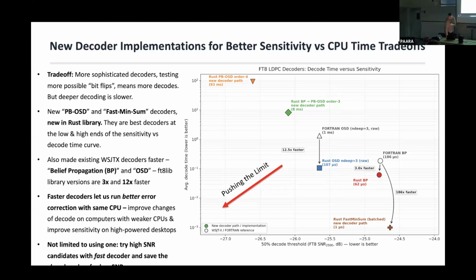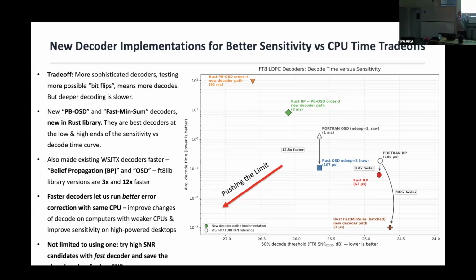And the other thing that's interesting is I wrote another implementation of an approximation to belief propagation. It's called fast min sum. And that'll do a decode in just 1 microsecond. The fastest you got in WSJT was around 186 microseconds for the original implementation. Well, here you can at least attempt it in 1 microsecond. And again, you don't have to just pick one. The whole thing can mix and match.